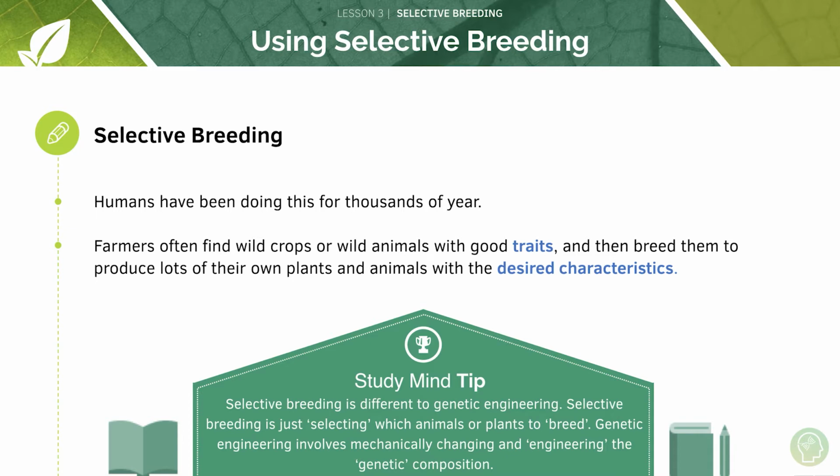Now, just note that selective breeding is different to genetic engineering. In genetic engineering, we're actually changing the genetic composition of the animal or plant. But in selective breeding, we're not directly going into the genes and changing the composition of the genes. We're simply taking a step back, looking at which animals or plants we want to select, and selecting those and breeding them together, and therefore increasing the frequency of the particular characteristic that we like within that population.